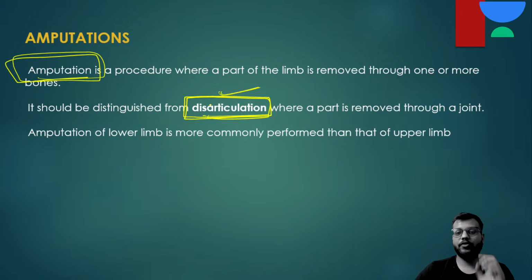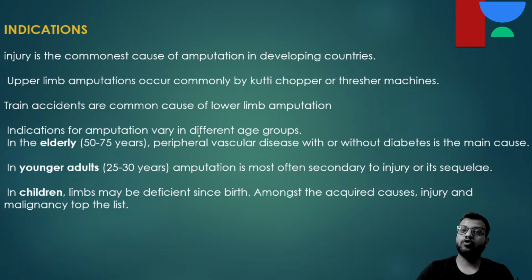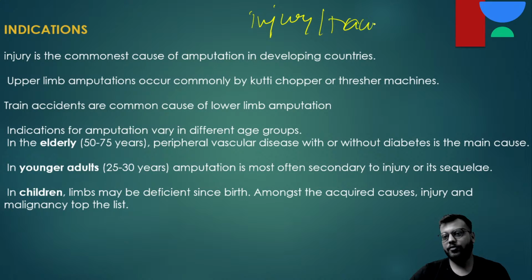Most commonly, amputation involves the lower limb. It is done in the lower limb, and the most common cause of amputation is injury or trauma.